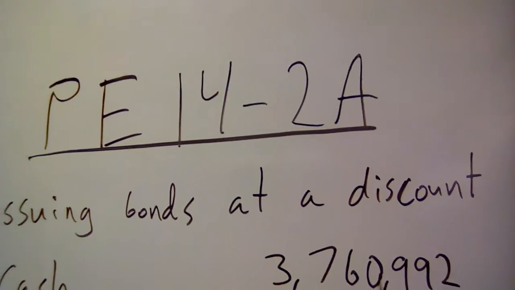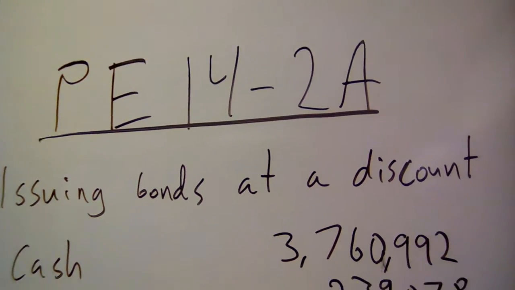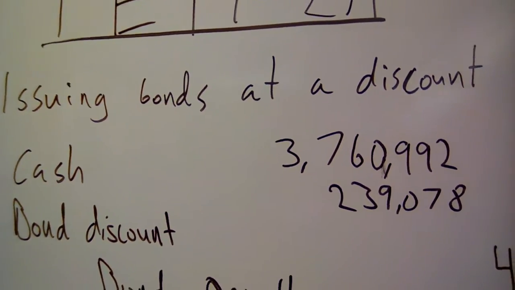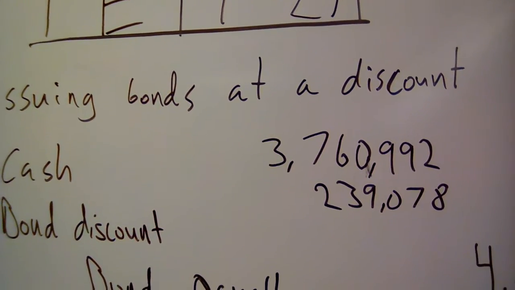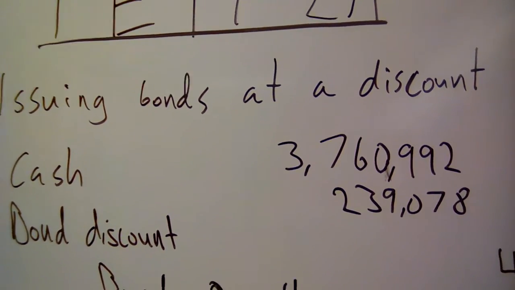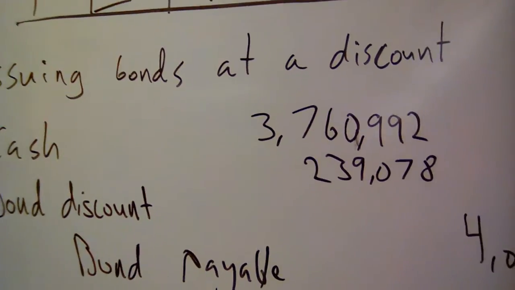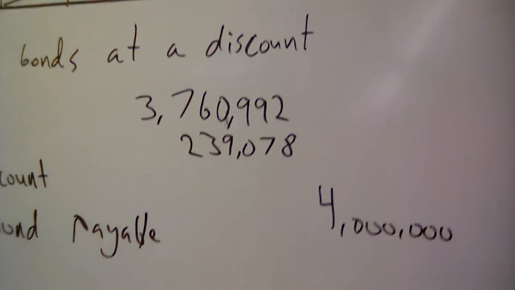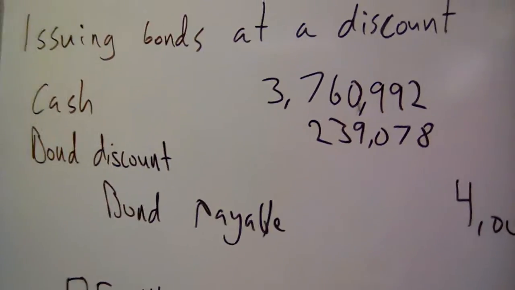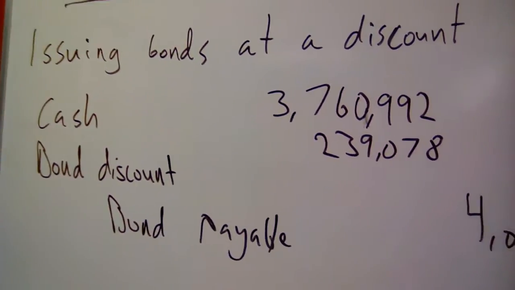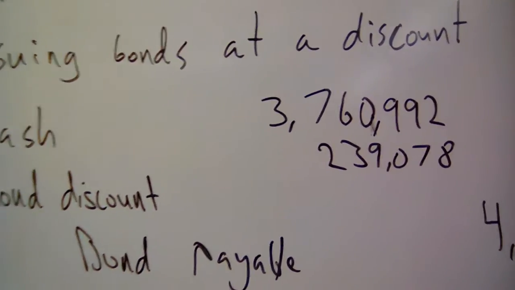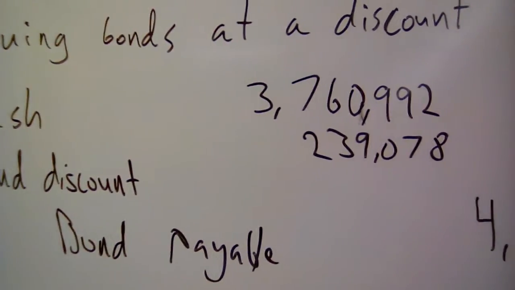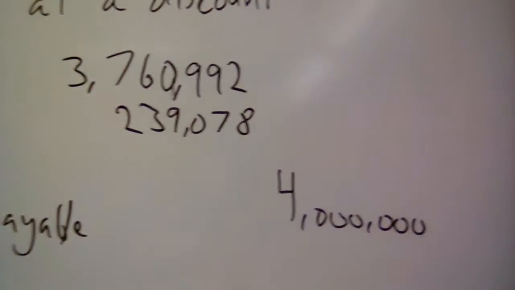So here's practice exercise 14.2a. This is issuing bonds at a discount. So the bond is worth $4 million. It's 10% interest, and it's a 10-year bond. Now, the market interest, let's say the market is 11%, we're actually getting less cash. So we're issuing this bond at a discount.